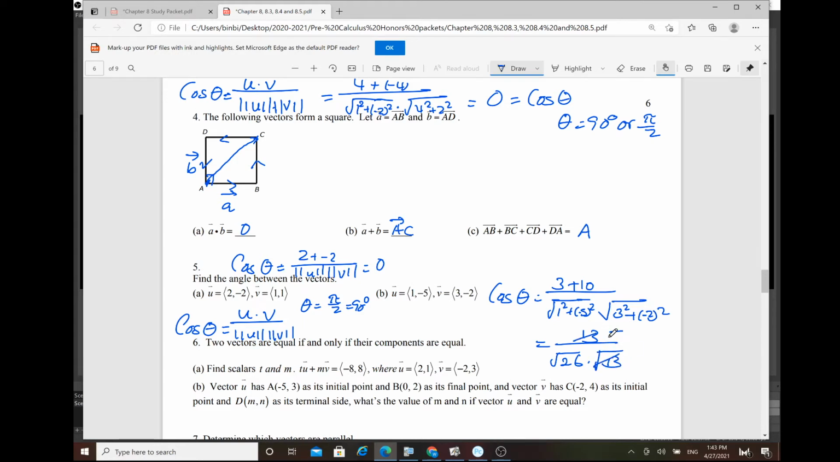Reduce it, root 13. And also this one reduce. So this one is square root of 1/2. Okay, so cosine of theta equals root 1/2, 1 over root 2. So this is just showing that cosine of theta is 1 over root 2, which means that the angle is pi over 4. Okay, so the angle is pi over 4, or 45 degrees.